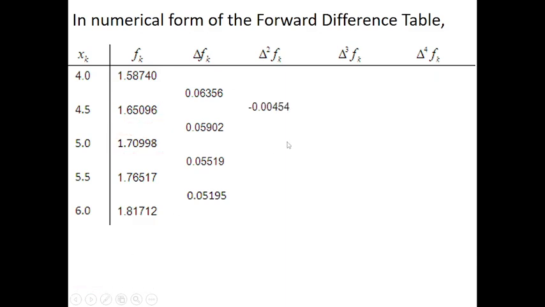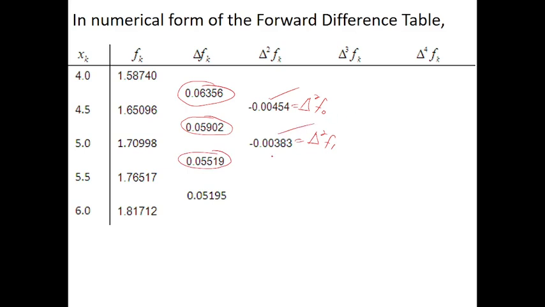Then delta squared f sub 0. This is delta squared f sub 0, 0.05902 minus 0.06356. We get that, followed by the delta squared f sub 1. So that is 0.05519 minus 0.05902. So we get a negative. Last, this is delta squared f sub 2. Okay, so delta squared f sub 2. So these are the second differences of f.